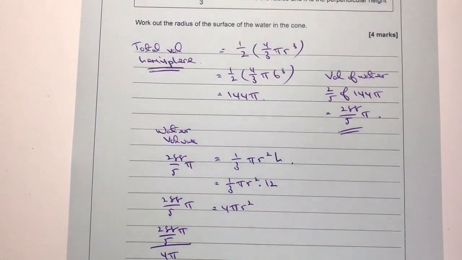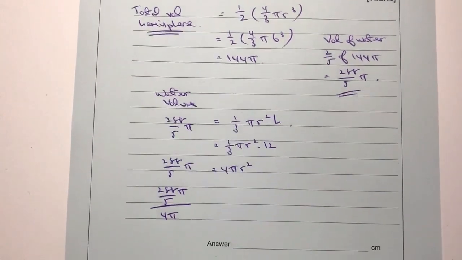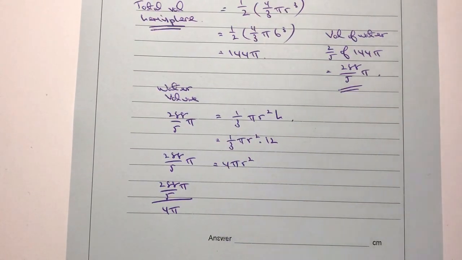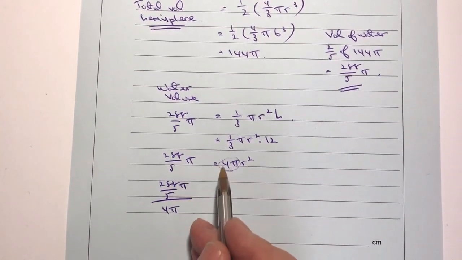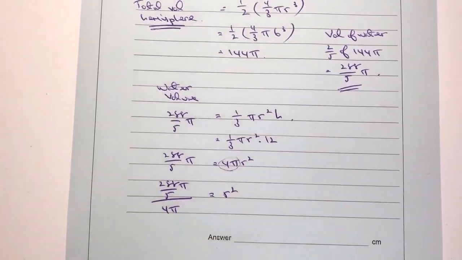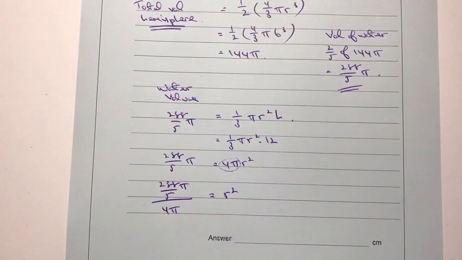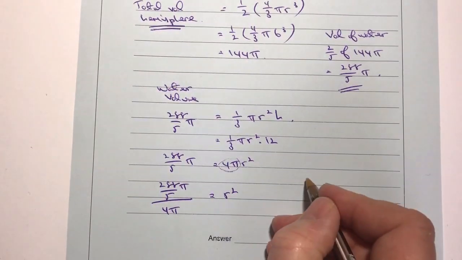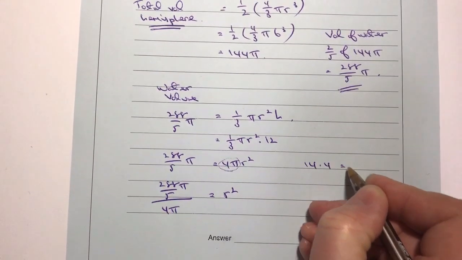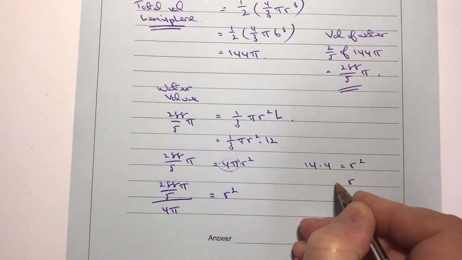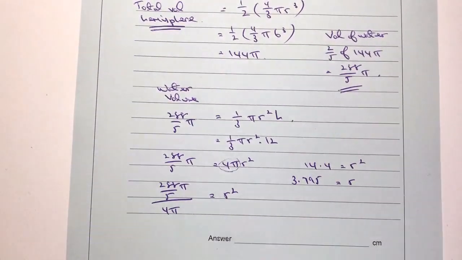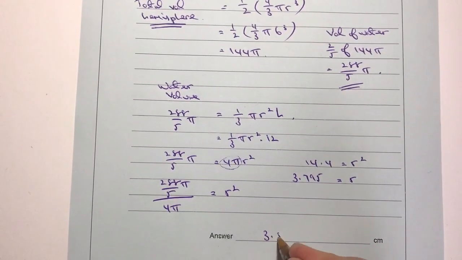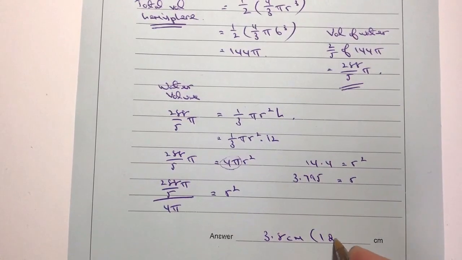Now we could simplify that a little bit, but for the sake of this particular video I think it's easier for you just to go ahead and do that. What we're doing is taking this 4 pi and dividing through both sides, so it leaves me on the right hand side with r squared. When I calculate that out, I get 14.4 equals r squared. If I then square root it, I get r equals 3.795 centimetres. So the value of r to one decimal place is 3.8 centimetres to 1 dp.